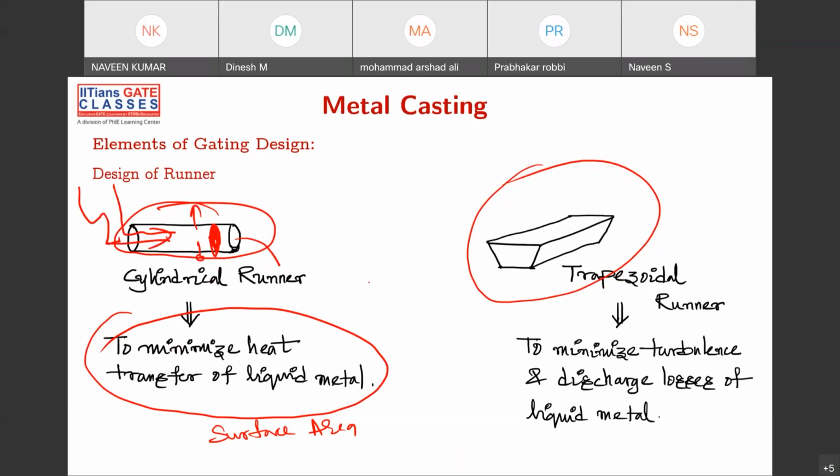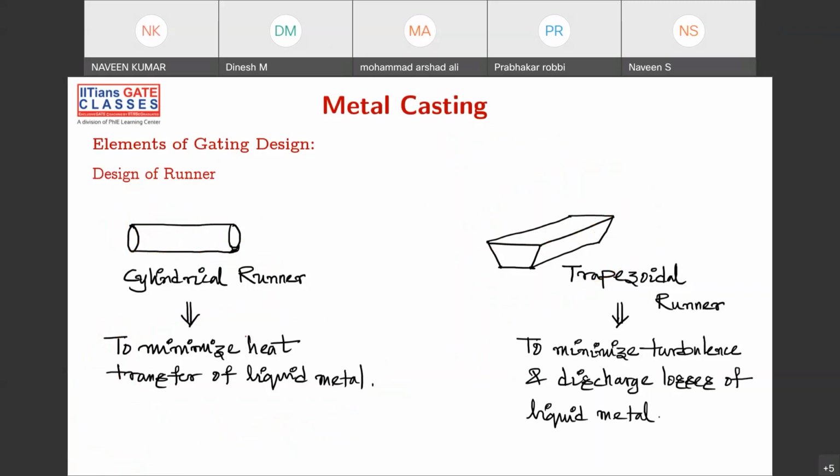Okay, that is one. Or sometimes, in some cases, with very light density materials, what happens? There is a chance of the metal flowing very fast, and some kind of turbulence is created. To avoid that turbulence, you are using this trapezoidal runner. So two cases. One, you are using a cylindrical riser to minimize the heat transfer. Two, you are using a trapezoidal runner to minimize the turbulences.